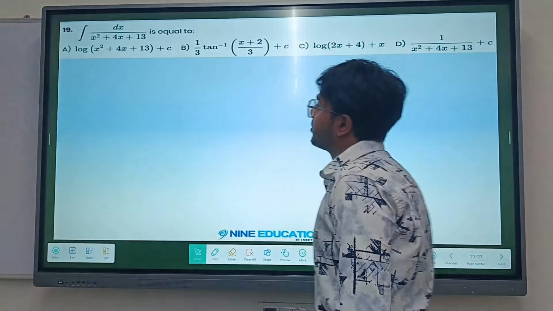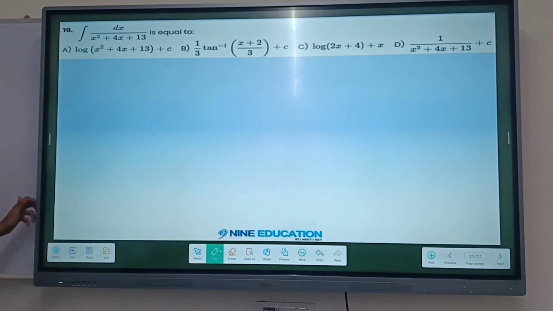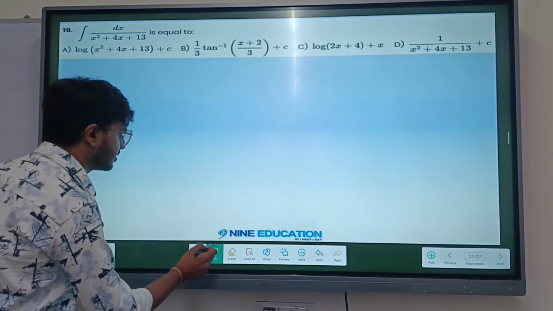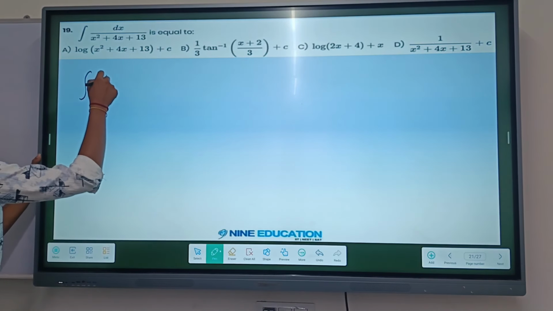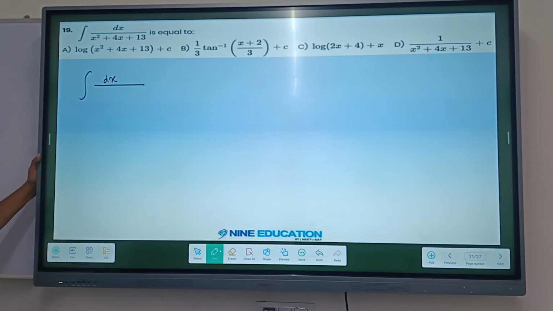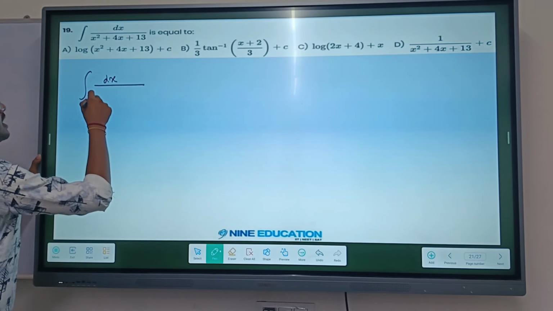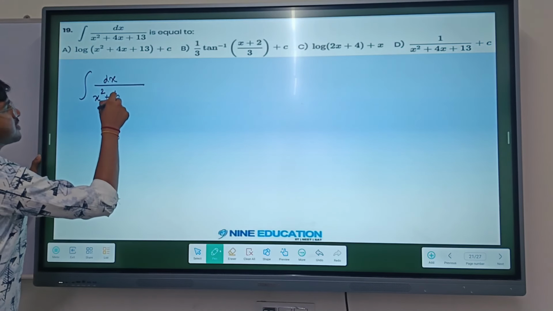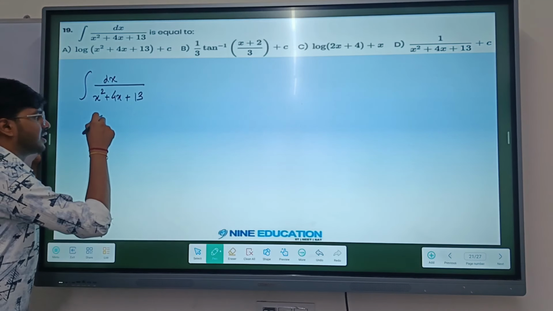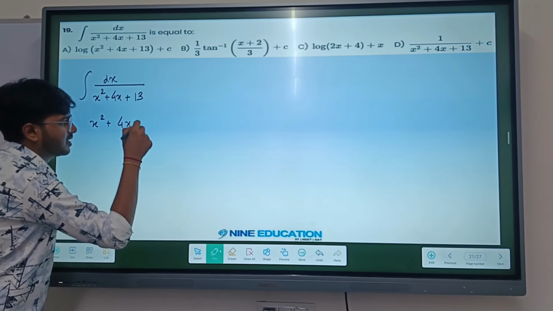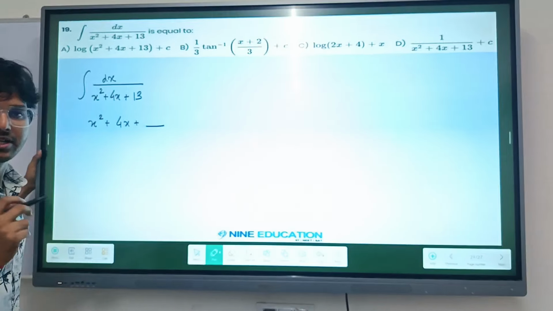Okay, so question number 19: indefinite integration of dx by x square plus 4x plus 13. Very simple, there is a quadratic in the denominator. We'll try to create a whole square in the denominator. How to create a whole square? I have x square plus 4x plus 13. Now, very simple, x square plus 4x plus something should be there to complete the whole square.